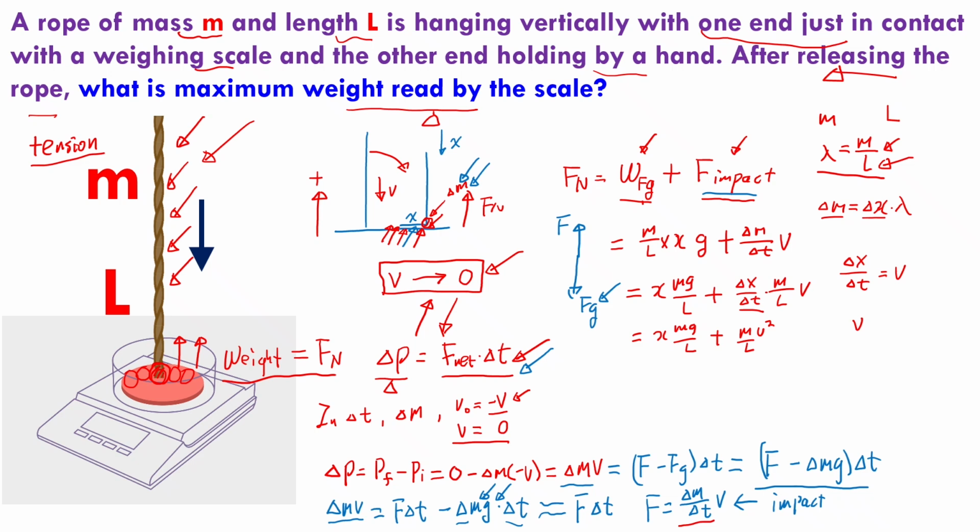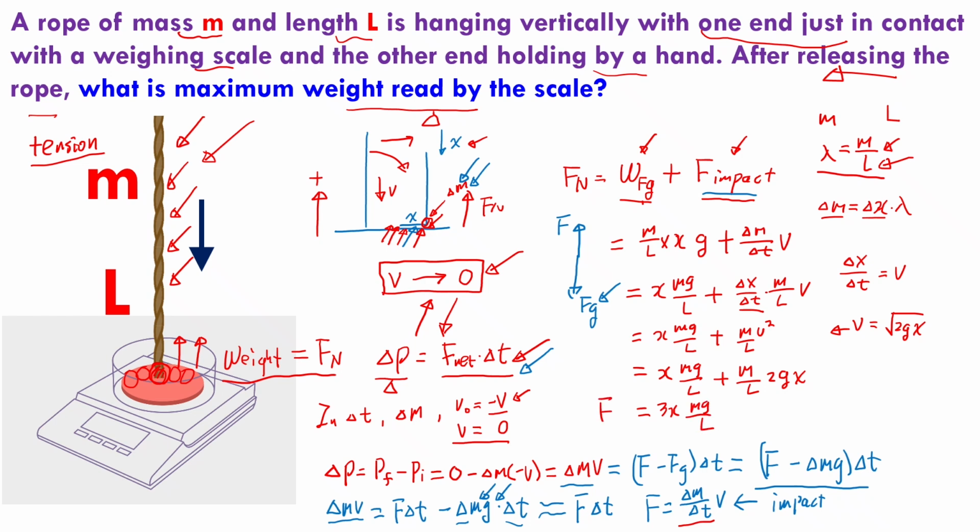And we know from the start to the moment the rope falls by x, by kinematics, velocity equals root of 2gx. So we actually know this velocity right here. If we substitute this velocity into this equation, we should get x times mg divided by L plus m divided by L times 2gx. If we now combine these two terms, we should have 3x times mg divided by L.